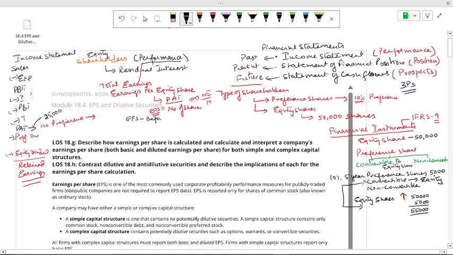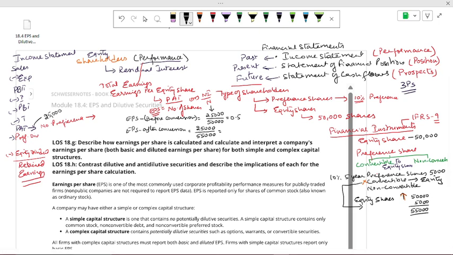EPS before conversion, the original EPS. The formula is 25,000 divided by 50,000, which comes to 0.5. Now EPS after conversion. Profits will never change; assume profits are the same, but the number of shares will be 55,000. It comes to 0.48. I will check.